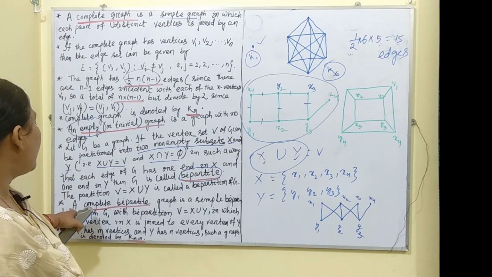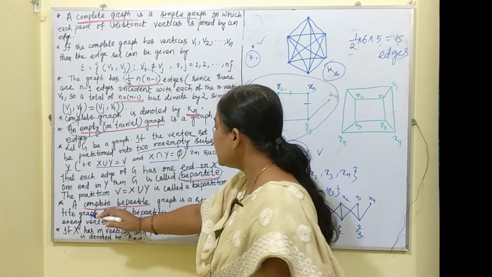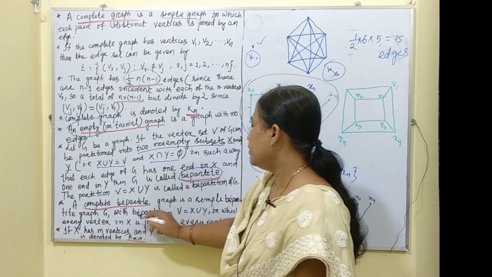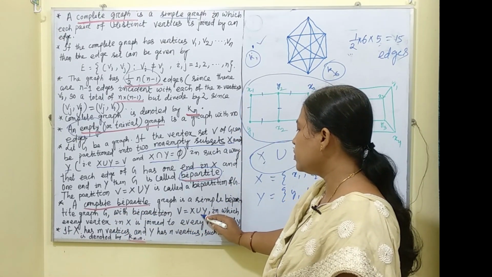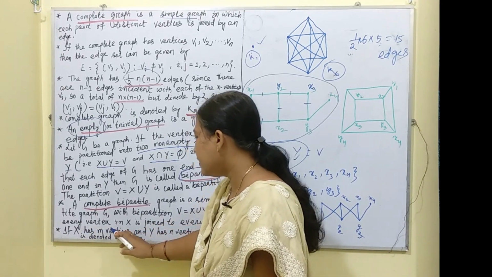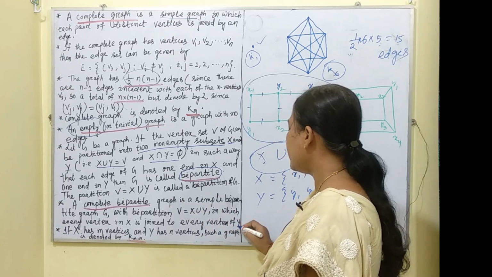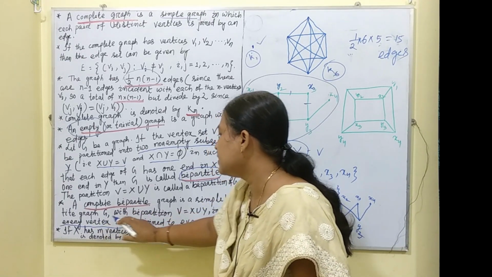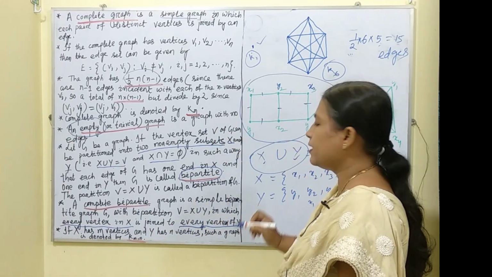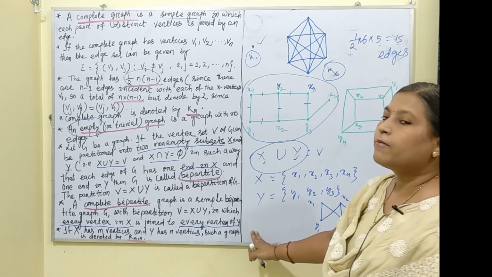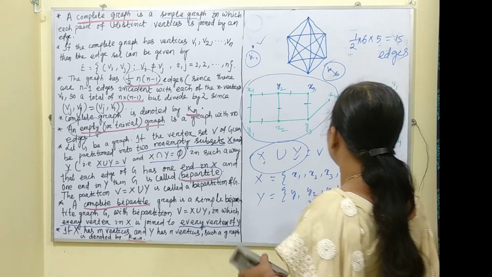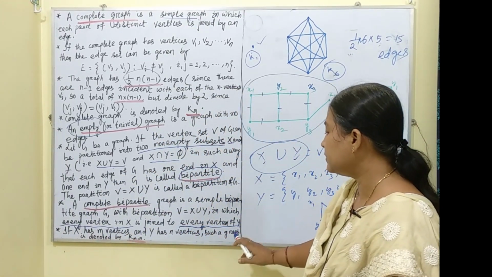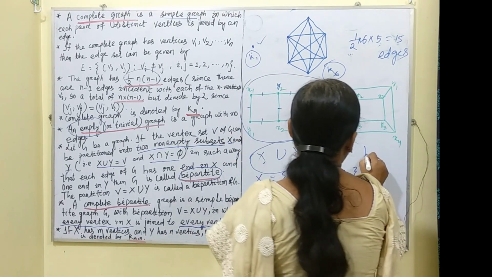So next, what is a complete bipartite graph? A complete bipartite graph is a simple bipartite graph G with bipartition V equal to X union Y, in which every vertex in X is joined to every vertex of Y. So this is called a complete bipartite graph. If X has m vertices and Y has n vertices, such a graph is called a K m,n graph.